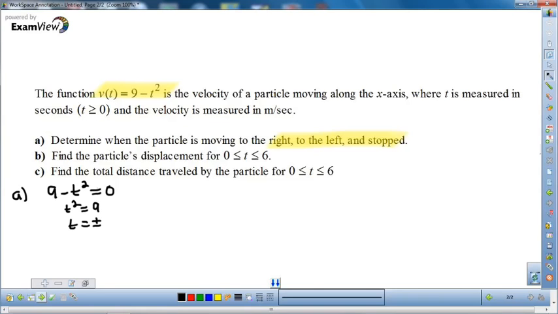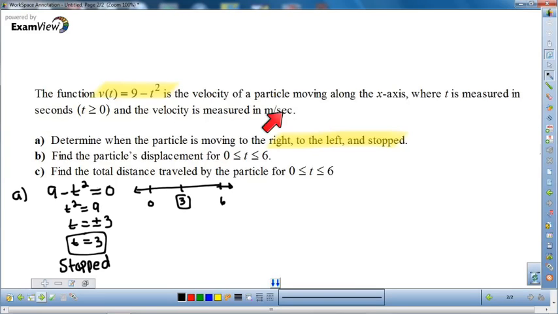If I solve for t, I get plus or minus 3. And it's not negative because time can never be negative, so it only stops at t equals 3. Now, to determine whether it's going to the right or left, I'm going to use my number line and check. And I'm only going to check, and there's a typo here, it should say from 0 to 6. So I'm only going to check from 0 to 6.